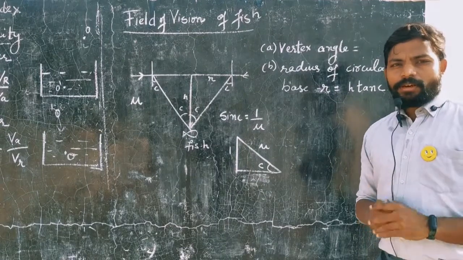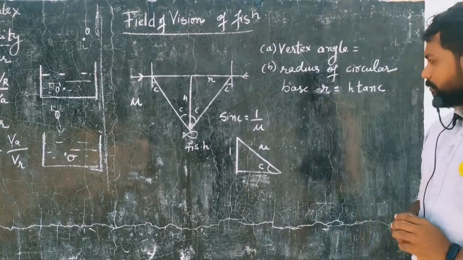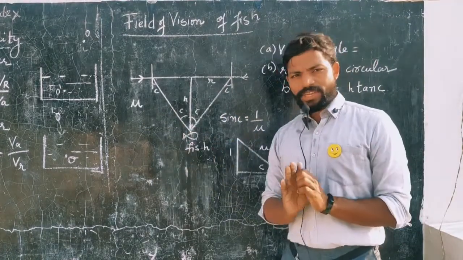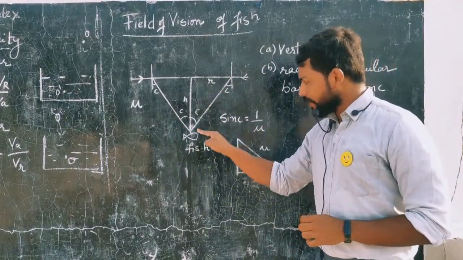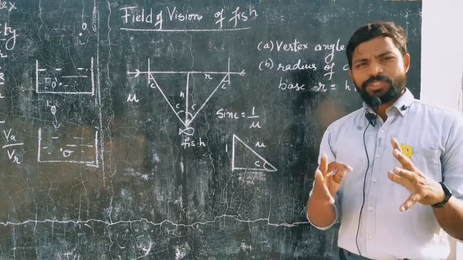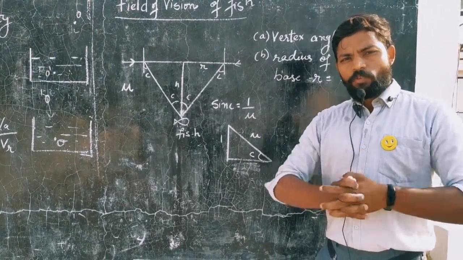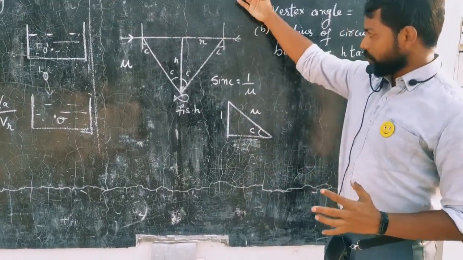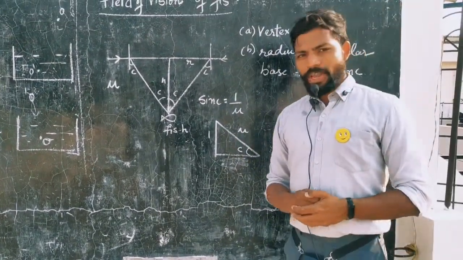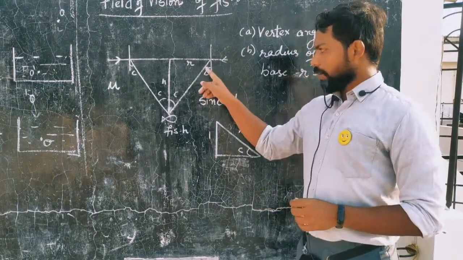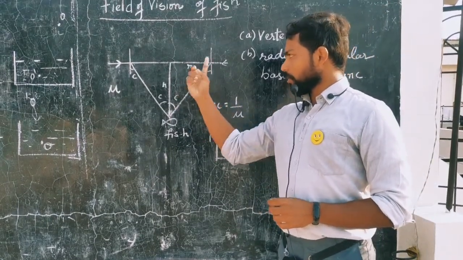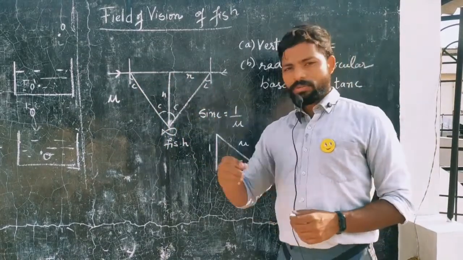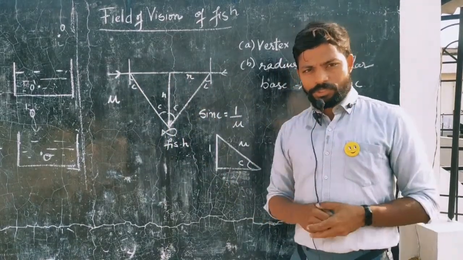Friends, now we will see the field of vision of a fish. Let us say inside the water body of refractive index mu there is a fish at a height h. Then the question is at what angle does the fish watch the entire world outside the water, or if you would like to know the relation between height and the area of the circle which is formed by this cone through which the fish actually watches.